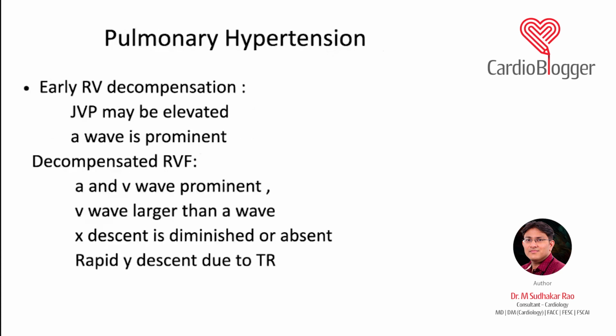Now, what happens in pulmonary hypertension? You should always remember JVP may be elevated. A wave is always prominent, but if you have atrial fibrillation, A wave is absent. If a PAH patient develops severe TR, you get prominent V waves or CV waves and rapid Y descent. This is the thing which I don't want to tell again and again, but you should always know.